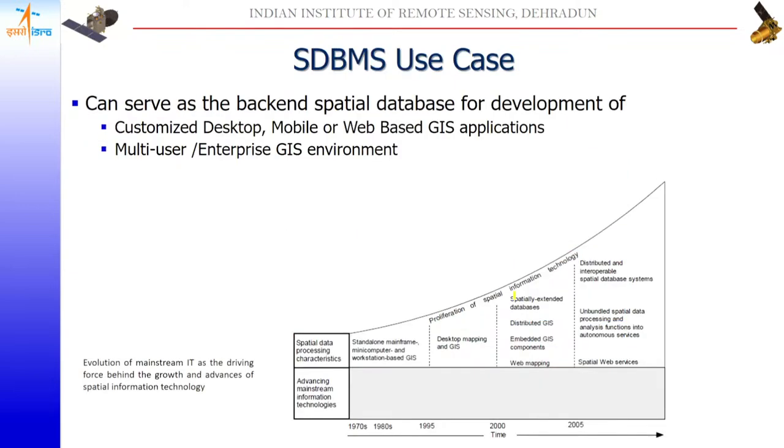Right. So having talked about why we should use the DBMS, and having given you a difference between a file-based approach and a database approach, the spatial database system can primarily serve as a backend. So it could power our customized desktop application, it could be mobile or web-based applications. And further, you can develop a multi-user or enterprise kind of GIS system wherein the data could be organized in a separate SDBMS, and based on different roles and rights, people can access different parts of the data.